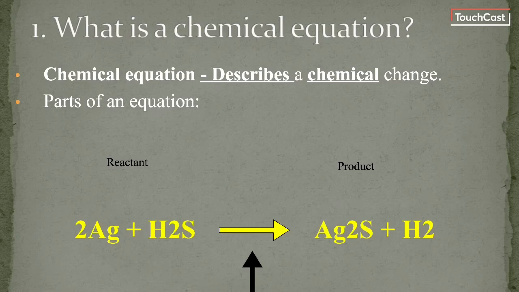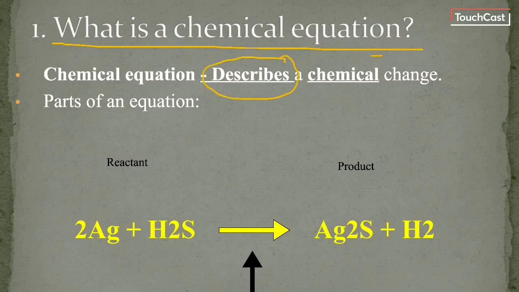First main idea question. What is a chemical equation? So to the right it says that a chemical equation describes a chemical change. And we've talked about chemical changes already. Chemical changes are basically the ones that you can't undo, like your stomach acid breaking down your food. Alright, so you're also asked to write the parts of an equation.